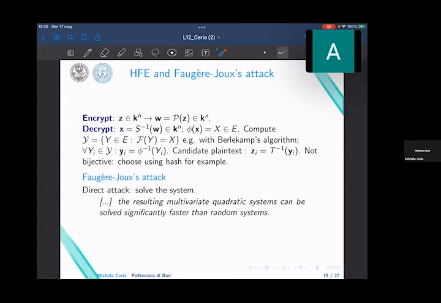There has been a direct attack by Faugère and Joux on this Hidden Field Equation that managed to work because when you compute a Gröbner basis, you don't increase too much in degree.